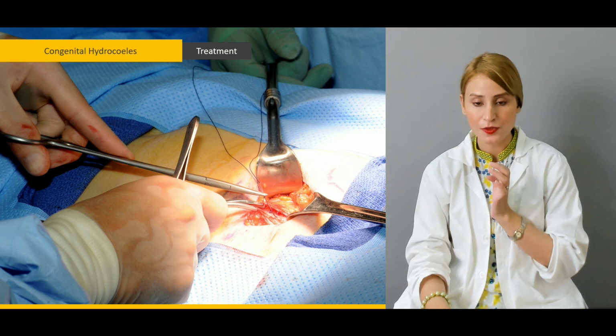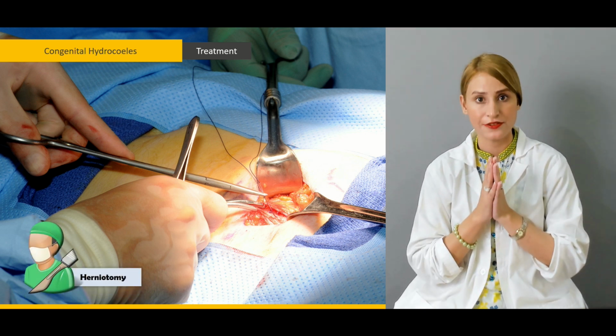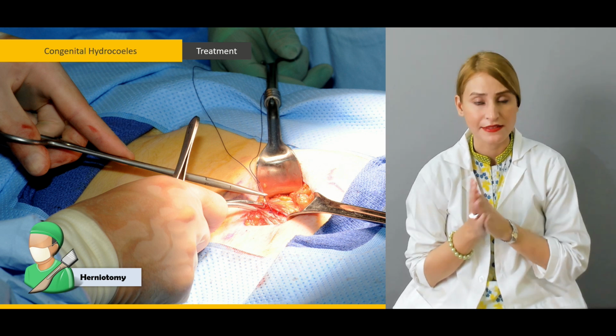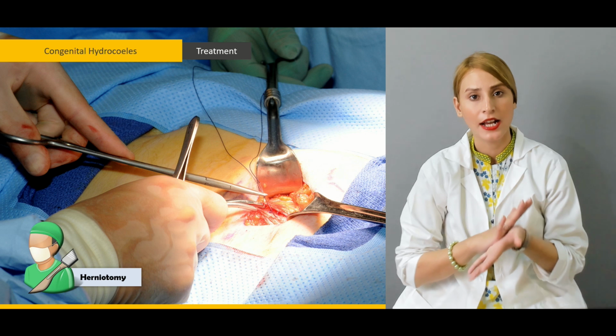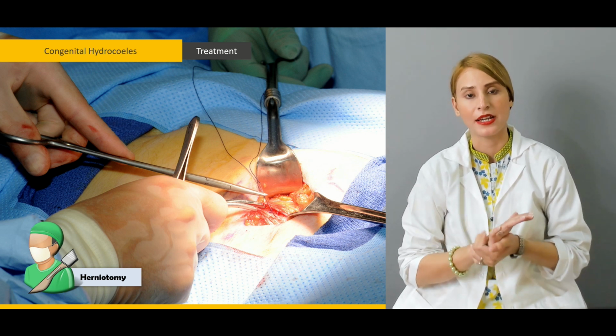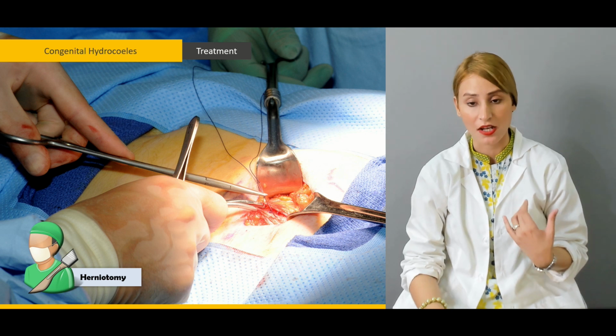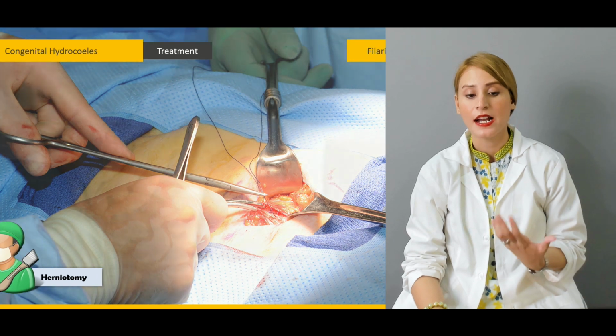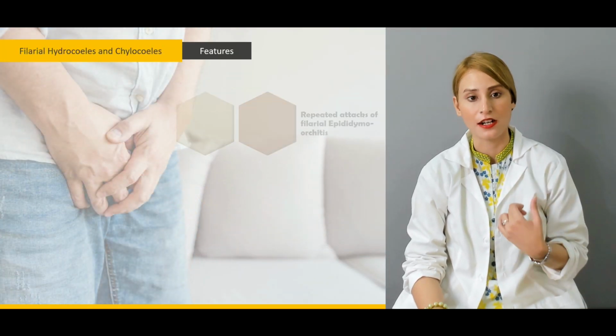So the treatment option for the congenital hydrocele is herniotomy, because most of the time these congenital hydroceles are related with inguinal hernia, and obviously the patent processus vaginalis. So in case of the congenital hydroceles, you go for the simple herniotomy.